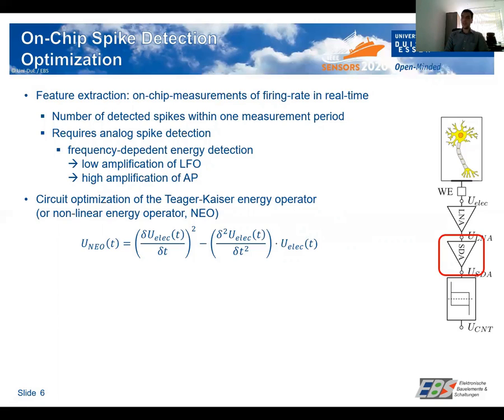In neuroscience, the nonlinear energy operator is widely used for spike detection. This algorithm is a frequency-dependent energy detection. It results in a suppression of the low-frequency oscillations and in a high amplification of the fast action potentials.